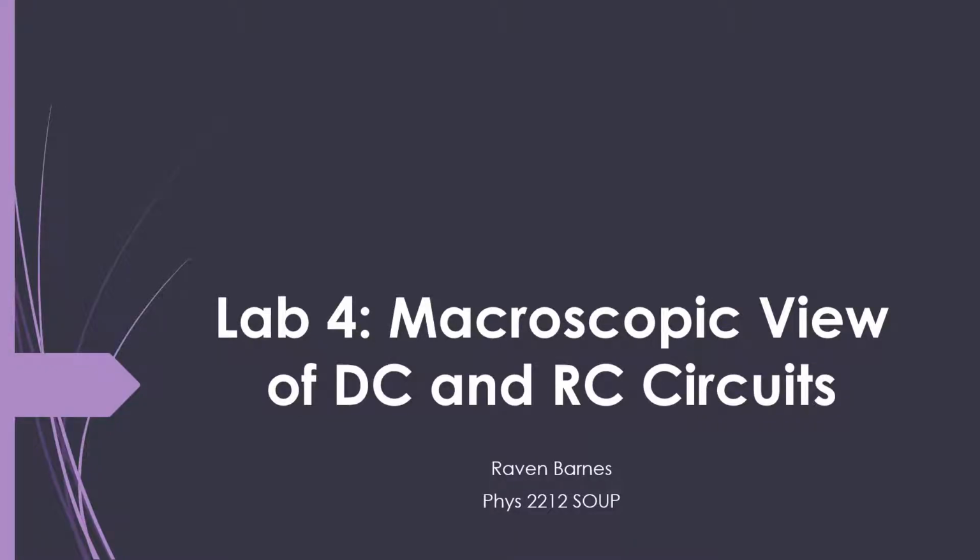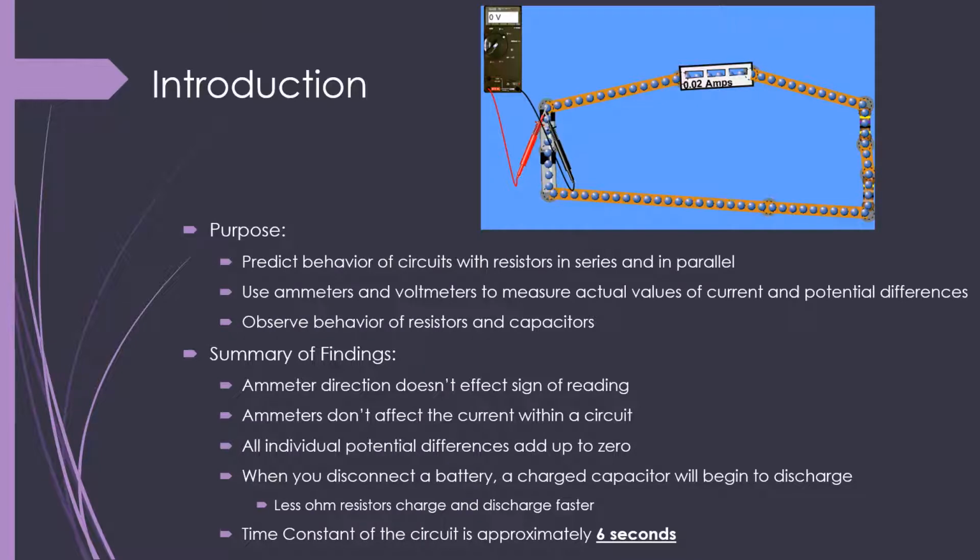Lab 4, Macroscopic View of DC and RC Circuits. The purpose of this lab was to predict the behavior of circuits with resistors in series and in parallel. We use ammeters and voltmeters to measure the current and potential differences across different parts of the circuit. We use this lab as an opportunity to learn more about resistors and capacitors.